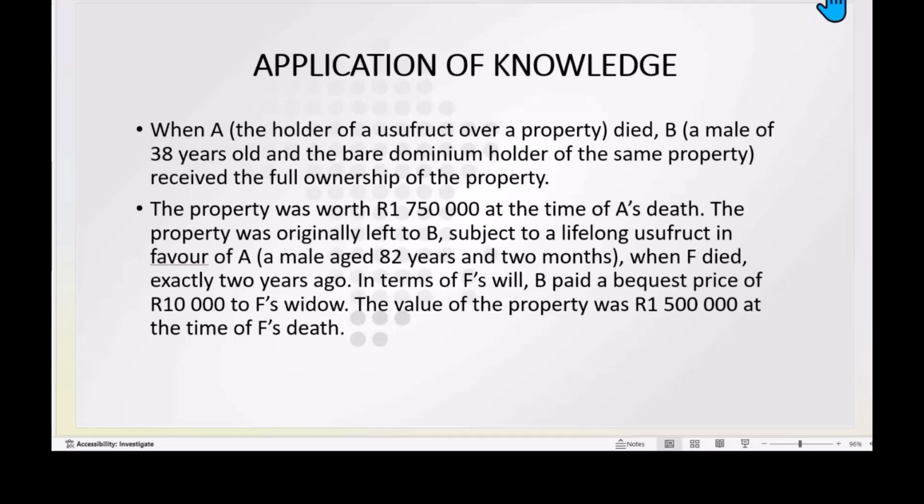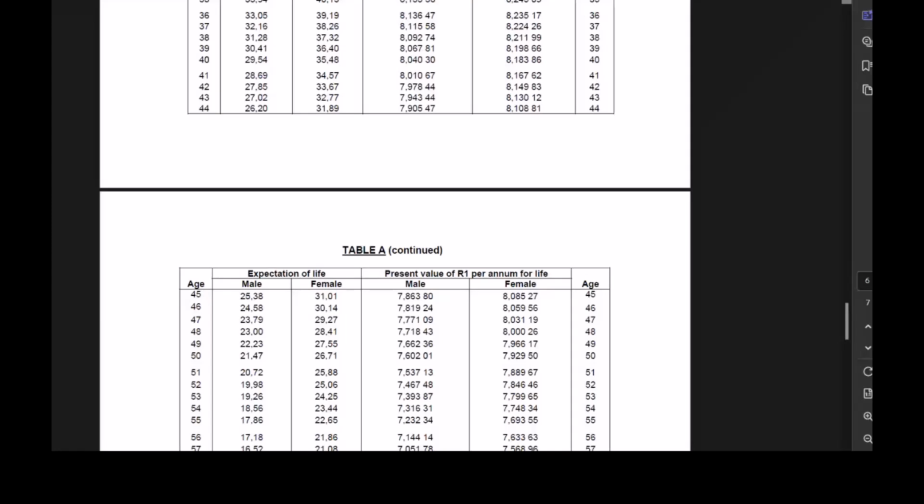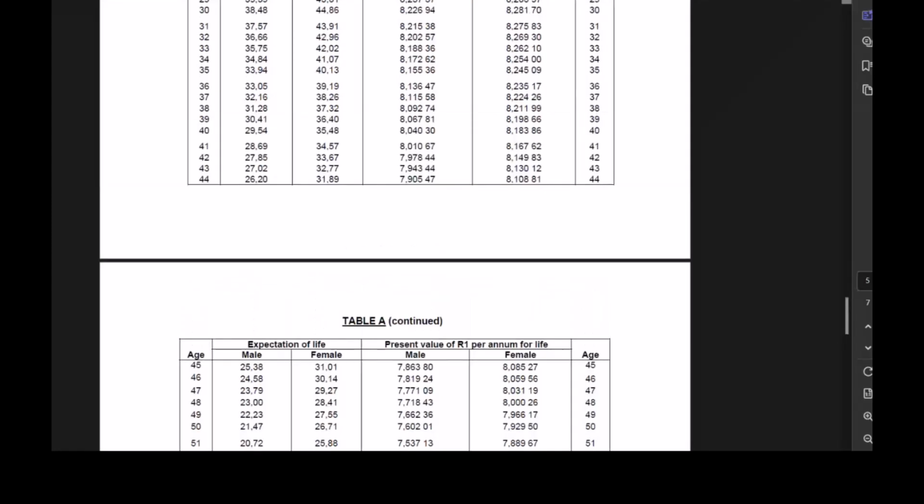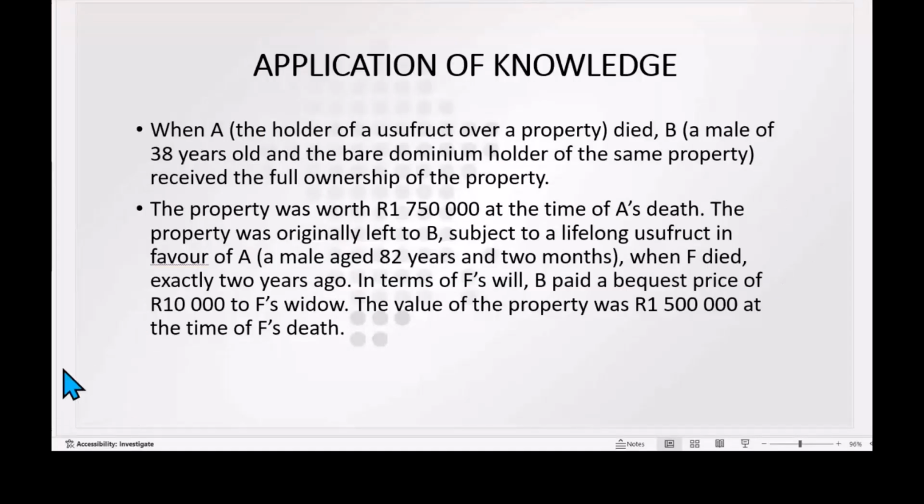So we go to our table and we look. They didn't give us another period, so we would just look at B's life expectancy. At his next birthday, his life expectancy would be 30.41 because he's a male. And then using the factor in this line, which would be 8.06781. So that will be the factor that we use, right? That's our first part, estate duty. Okay. There we go. So now we would do the normal calculation of the usufruct.